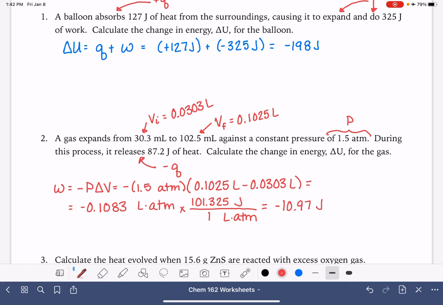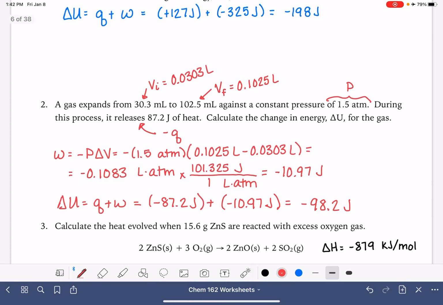So now we're ready to plug these into the delta U equation. Delta U is Q plus W. We've already decided that the sign of our Q is negative, so that's going to be negative 87.2 joules of heat plus our work, which is negative 10.97 joules. And this gives us a total of negative 98.2 joules for the energy change for this system.